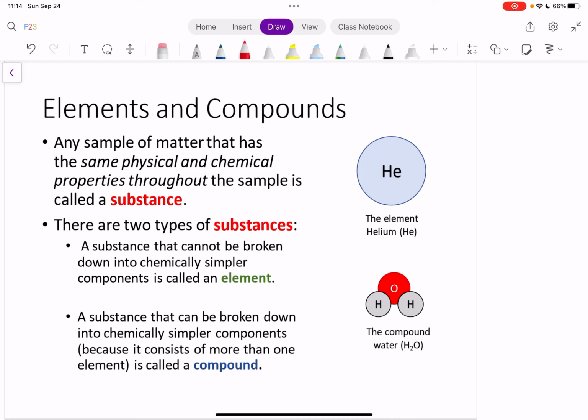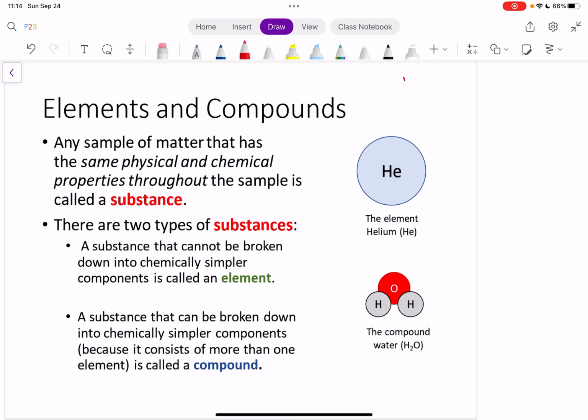Right, hi everybody. In this video, we're going to continue our discussion that we started last video about ways that we can classify matter. One of the other ways we can classify matter is into element or compound. Sometimes you'll hear me say substance, and when I use the term substance, I'm talking about any sample of matter that has the same physical and chemical properties throughout the sample.